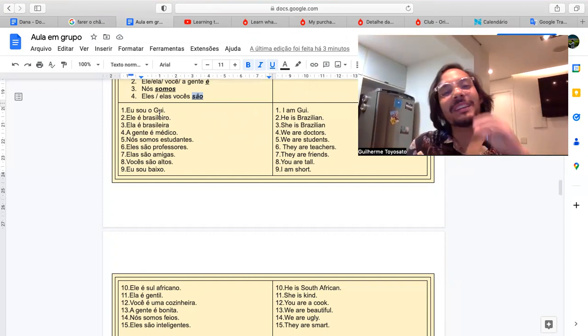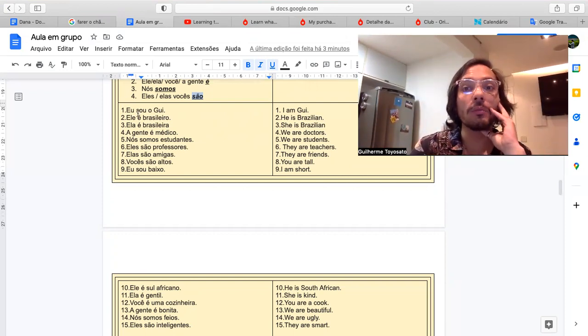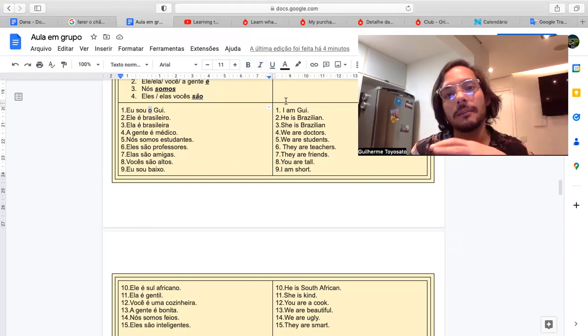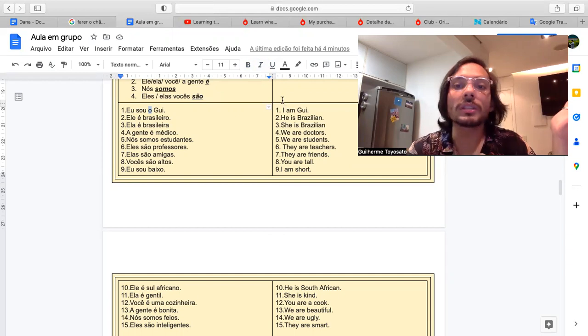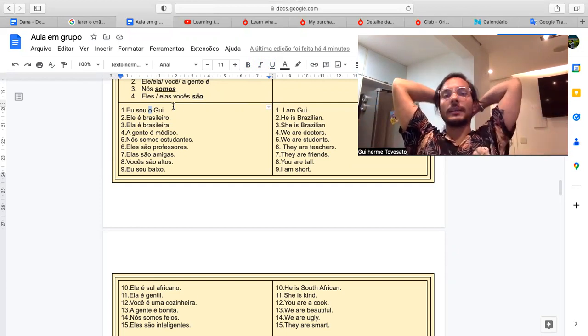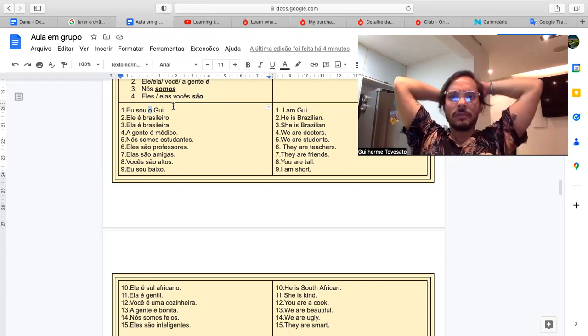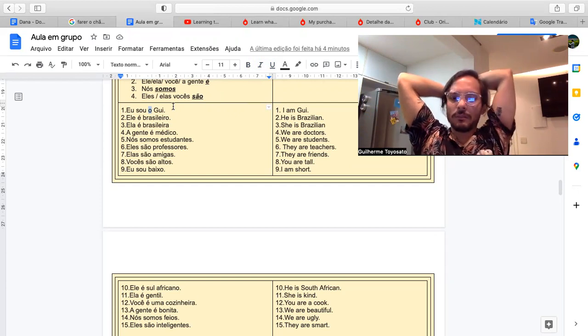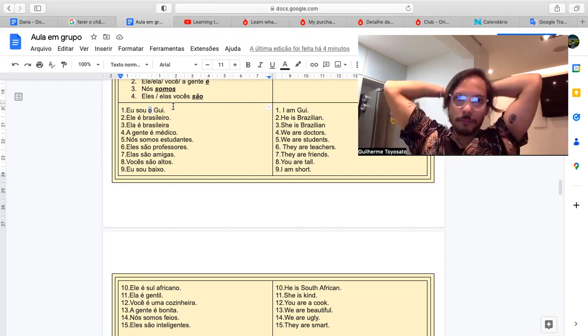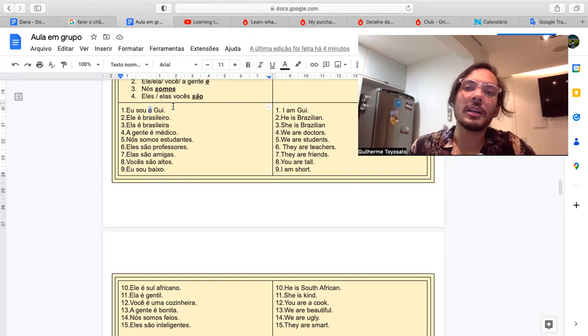Eu sou o Gui. When you talk about a subject, remember you're going to use an article. So in Portuguese, basically, I am the Gui. In English we don't say that, but in Portuguese we do. Sometimes you're going to hear people say eu sou Gui, because in Portuguese it's very common to shorten the sentence. I believe every language is like that. The next one is ele é brasileiro.